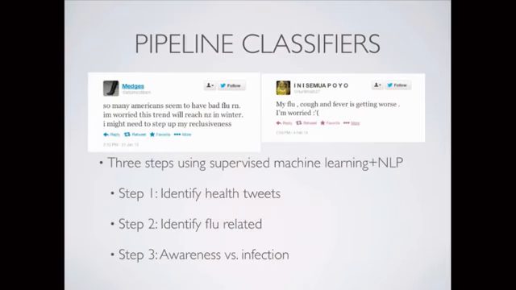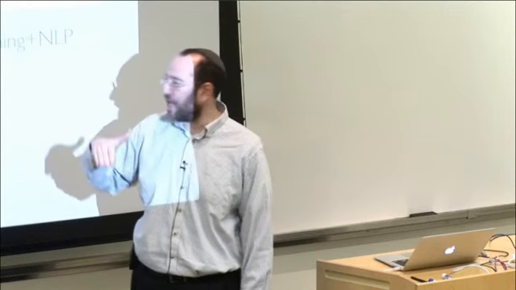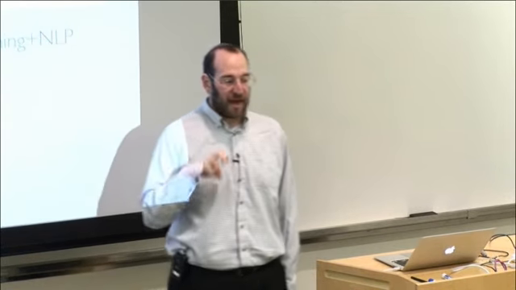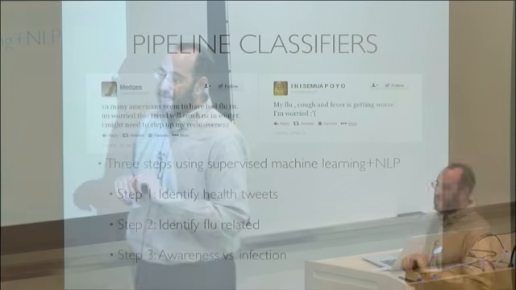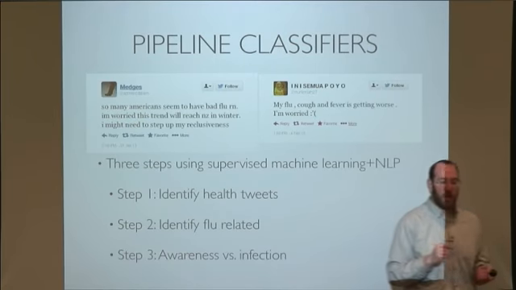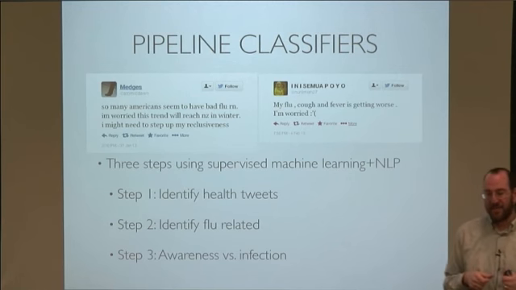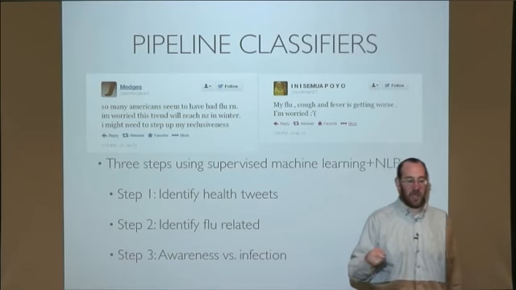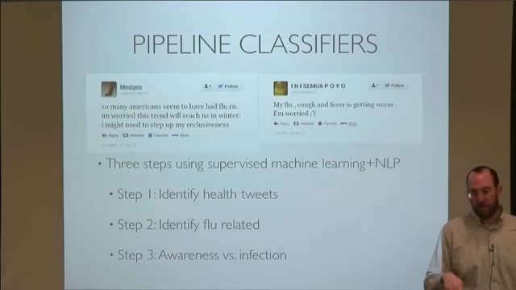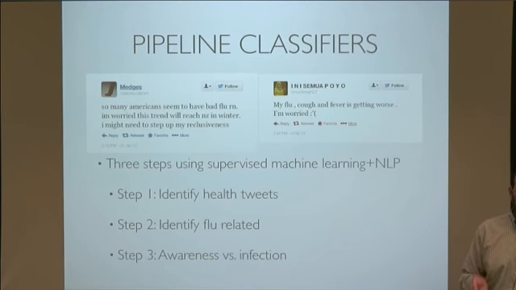So what we do is use some statistical classifiers, some NLP features, and part of speech tagging, all this good stuff. We're going to have a 3-stage system. The first stage is we identify tweets that are health-related. We have a set of health keywords that we filter on, and even within those keywords, we have a classifier that says, is this related to health or not? We then take the health-related tweets and ask, is this about flu, and specifically influenza? And the third thing we do is ask, is this tweet showing an awareness of the flu, or is it actually showing that this person is infected with the flu?